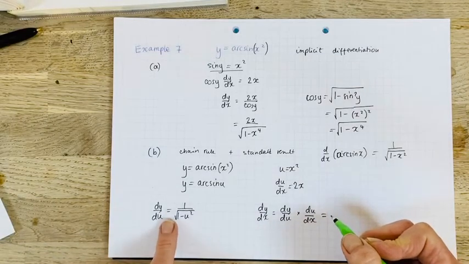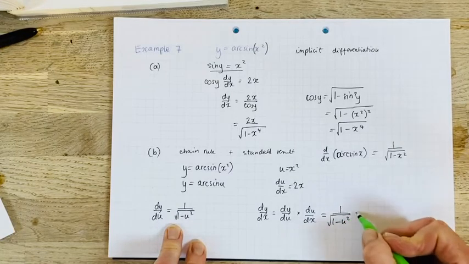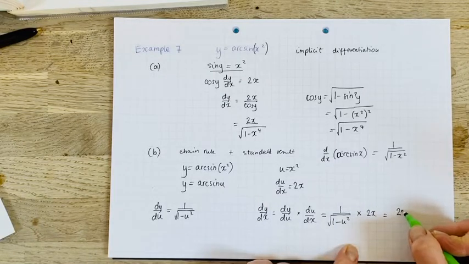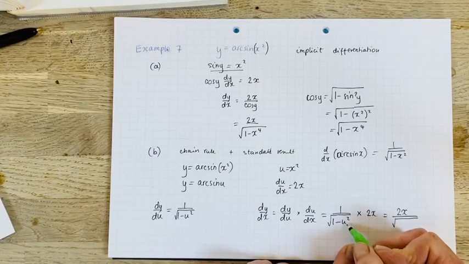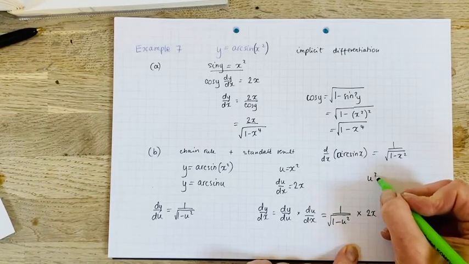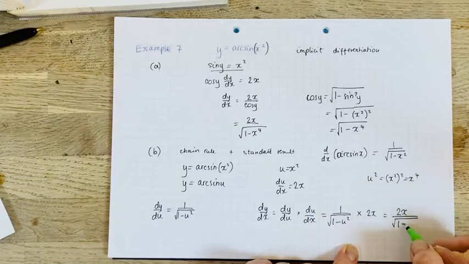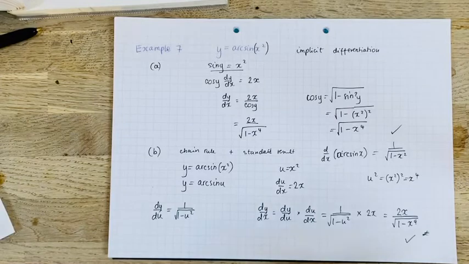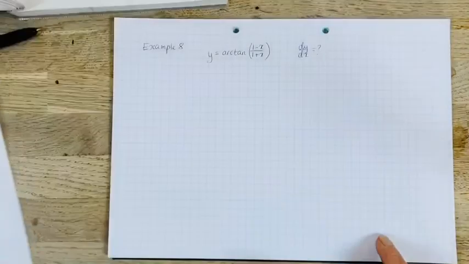So we've got dy/du, which is 1 over the square root of 1 minus u squared, multiplied by du/dx, so 2x. That gives me 2x in the numerator, and in the denominator I've got the square root of 1 minus u squared, but u squared is equal to x squared squared, so x to the power of 4. There you go. Proven. Both ways are perfectly good in solving those kind of questions.